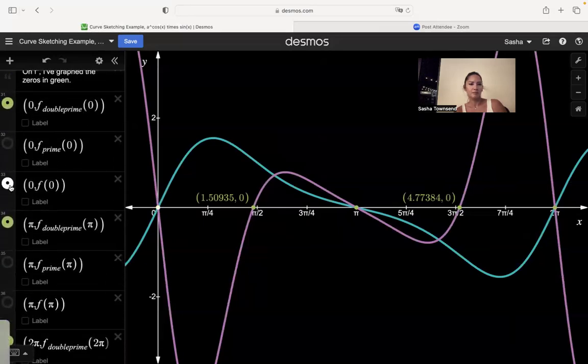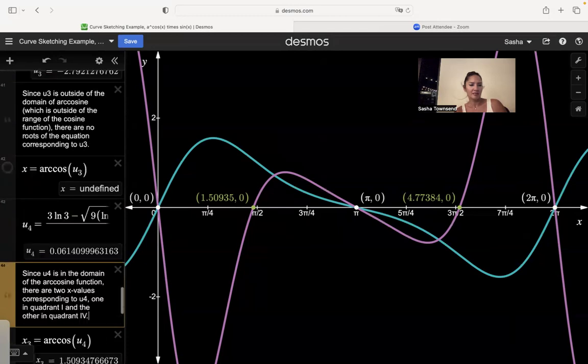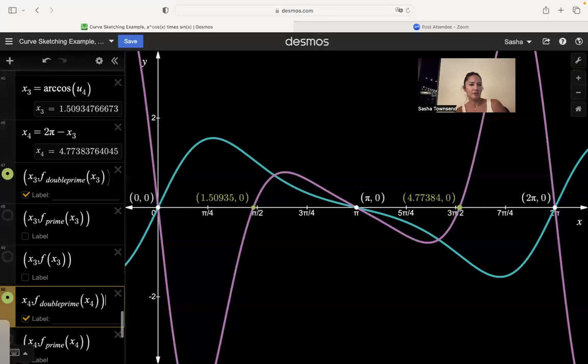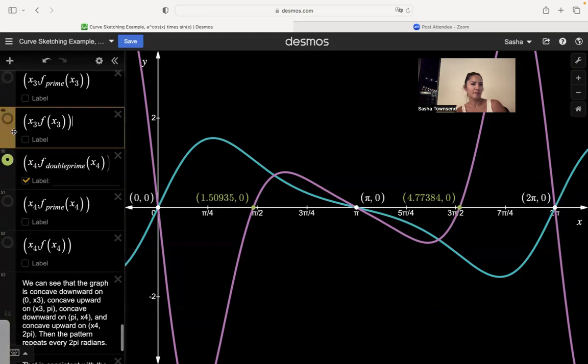So I want f at 0. I want f at pi. Not f prime at pi, I want f at pi. And then I want f at 2 pi. And then I want f at that arc cosine of U4, which we're calling x sub 3. And that 2 pi minus the arc cosine of U4. And so that's what we've got.